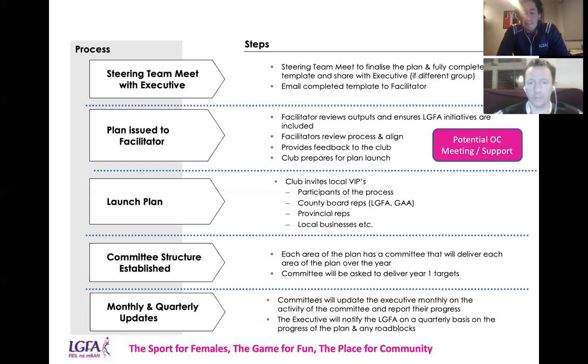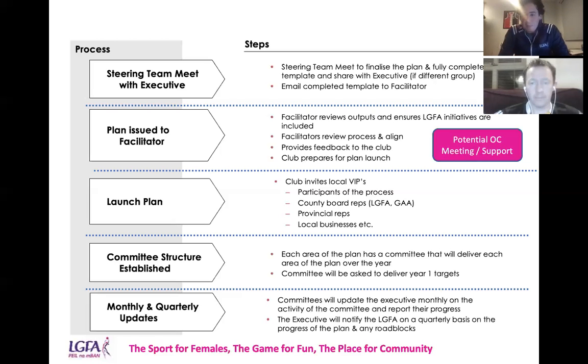And I would invite then to that launch participants to the process, county board reps, whether that be LGFA or GAA, or the managers of the county teams, both men and female, and hurling and camogie and all the rest. You want to get people there. Members, your players, your coaches, all your members of your clubs, anyone from the province if they're willing to come down. Local businesses, again, get them involved and see, look, this is what we're about as a club and this is what we want to achieve.